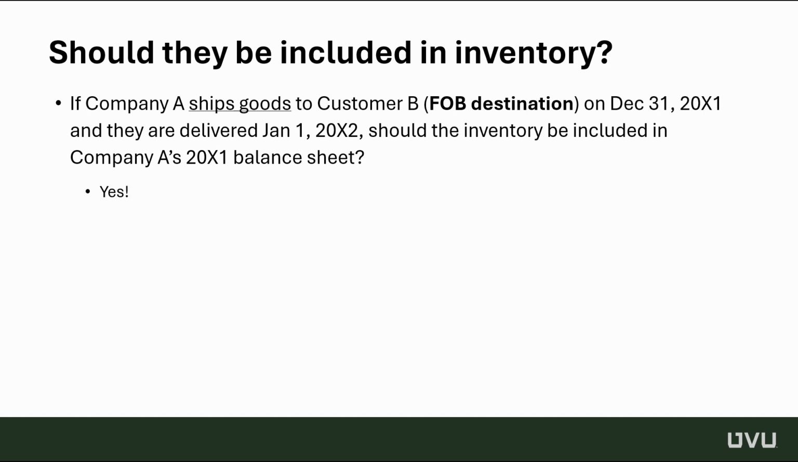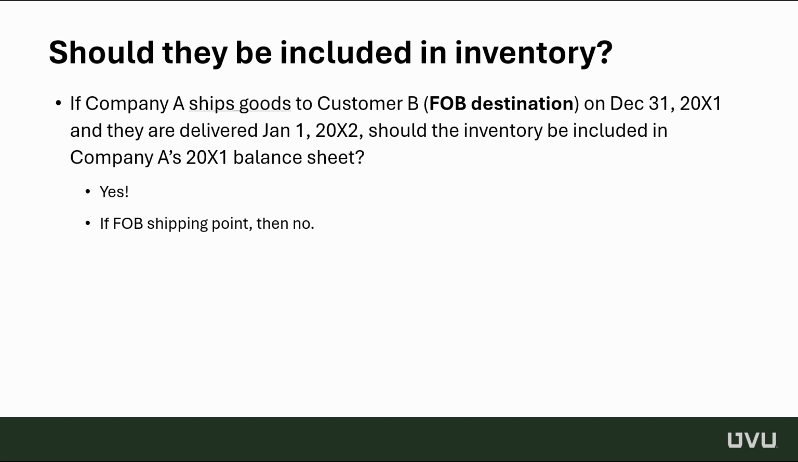The answer is yes. Even though the goods had left Company A's physical possession before the end of the period, with terms of FOB destination, title had not yet transferred to the buyer as of the balance sheet date. However, had the contract specified terms of FOB shipping point, then these goods would have been properly excluded.